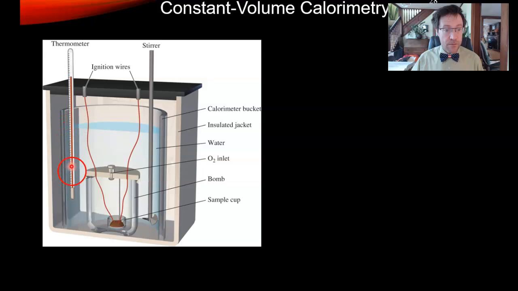We've got a thermometer, and the thermometer is going to measure the change in temperature of the water. We've got ignition wires. You've got a stirring mechanism to make sure that the water stays nice and stirred. And what we've got here is called the bomb. It is submersed in water with an insulated jacket inside a big container that's also insulated. This should be as vacuumed out as possible. And this is what we call the O2 inlet. And here's where we put our sample.